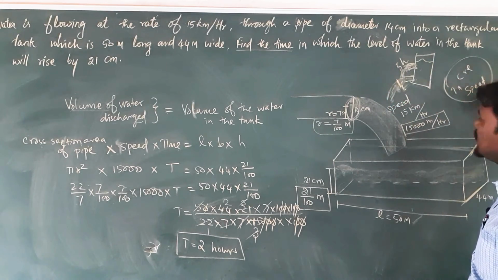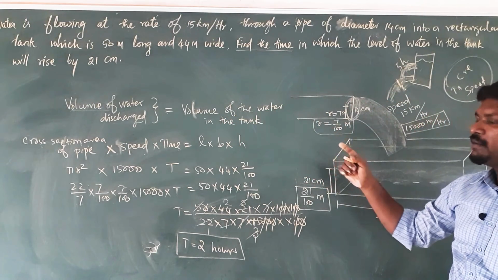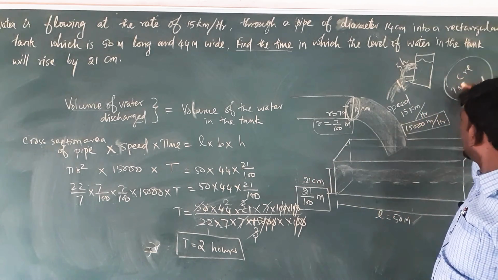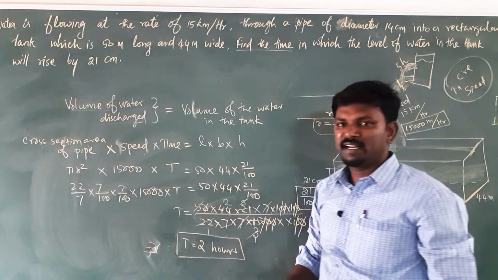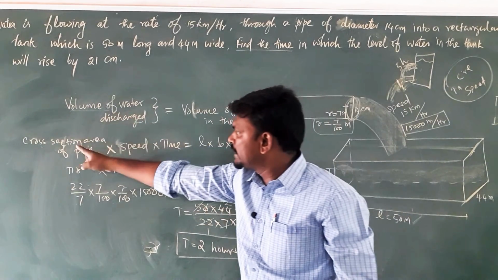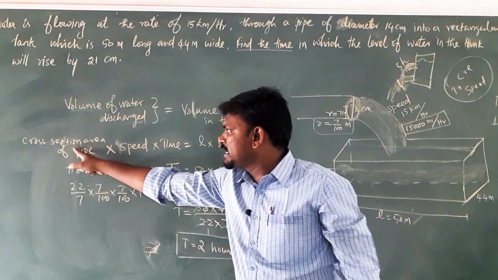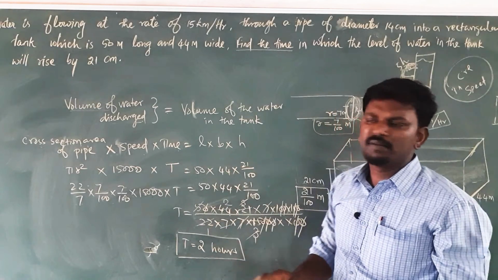So these 3 things determine the water discharged from the pipe, from the tank through the pipe. So we are multiplying these 3 to find the amount of water discharged. So the amount of water discharged is cross section area of the pipe into speed into time. So this is the very simple concept.